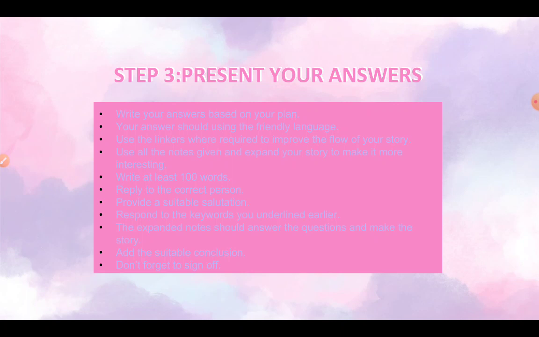Now that you know how to reply to an informal letter, please go to your GC, write the reply to Azim and submit your informal letter to me according to the instructions that I am going to assign you in the GC.